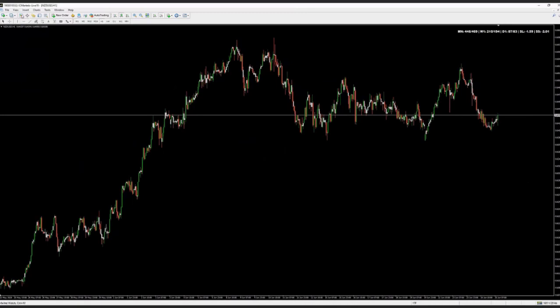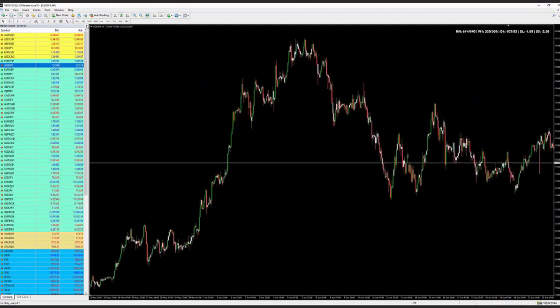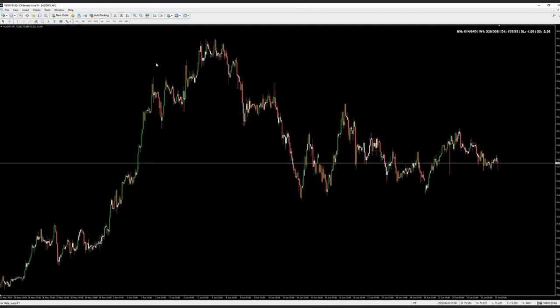Otherwise, I can grab one. Let's have a look at the Aussie Japanese yen. So right now, I can see that we have this.